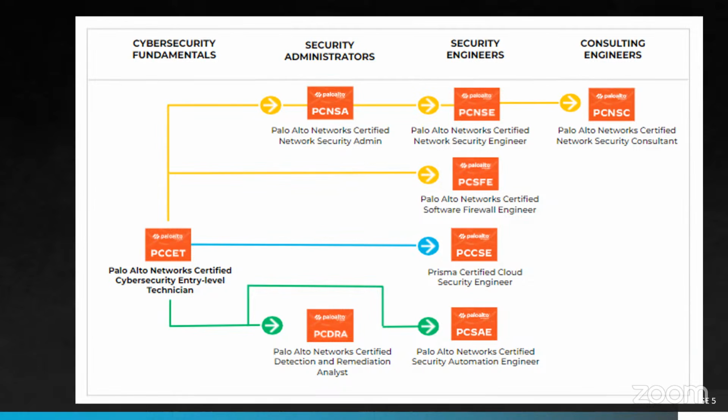Someone will be doing the Palo Alto PCNSC, Network Security Consultant. Someone says, boss, I'm not interested, I'll be moving to the DevOps side, and they will become a software firewall engineer. Someone is very keen to move into the cloud because cloud is the future, so they will move into the Prisma certificate. And if someone is interested in cybersecurity, they will move to the Cortex side. So there are a lot of ways.